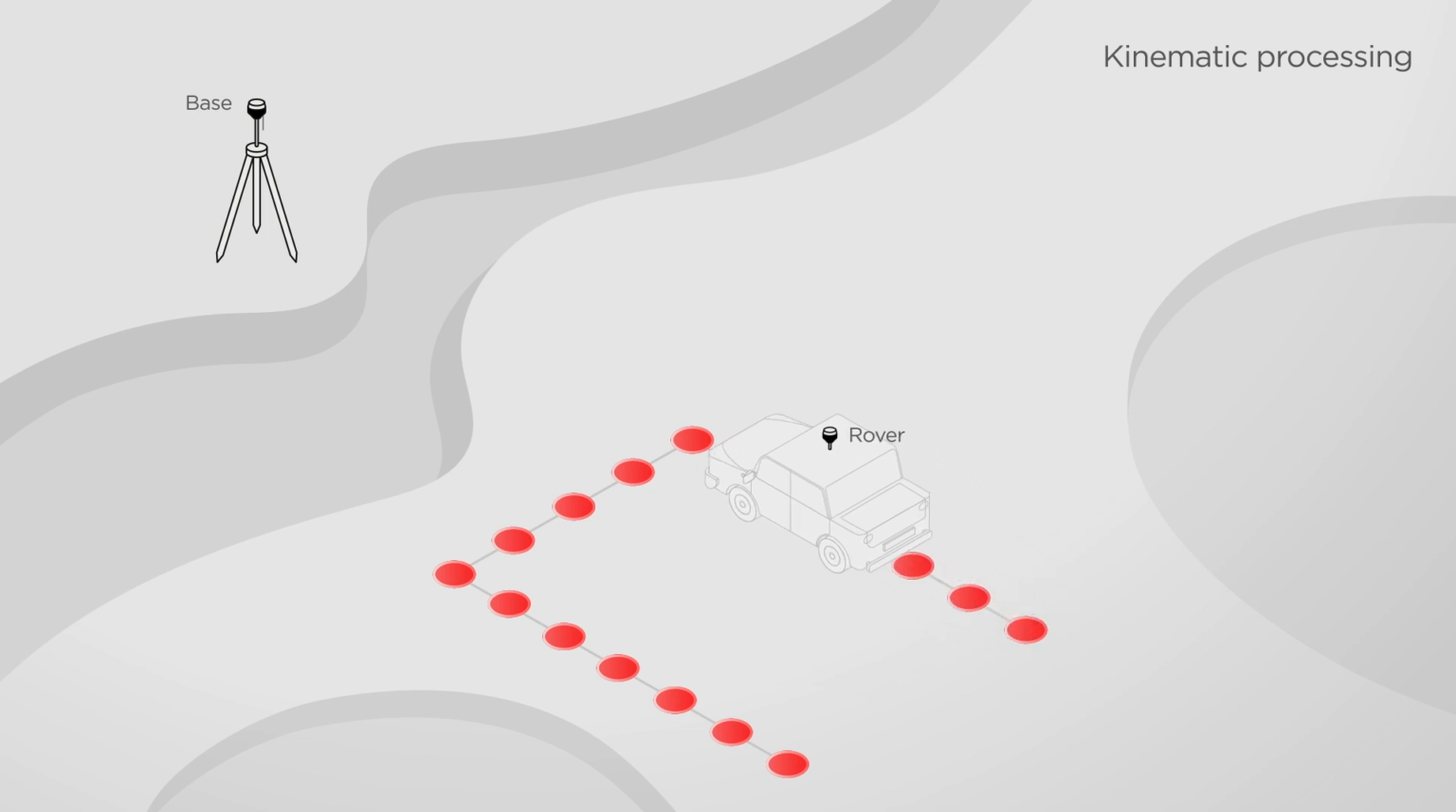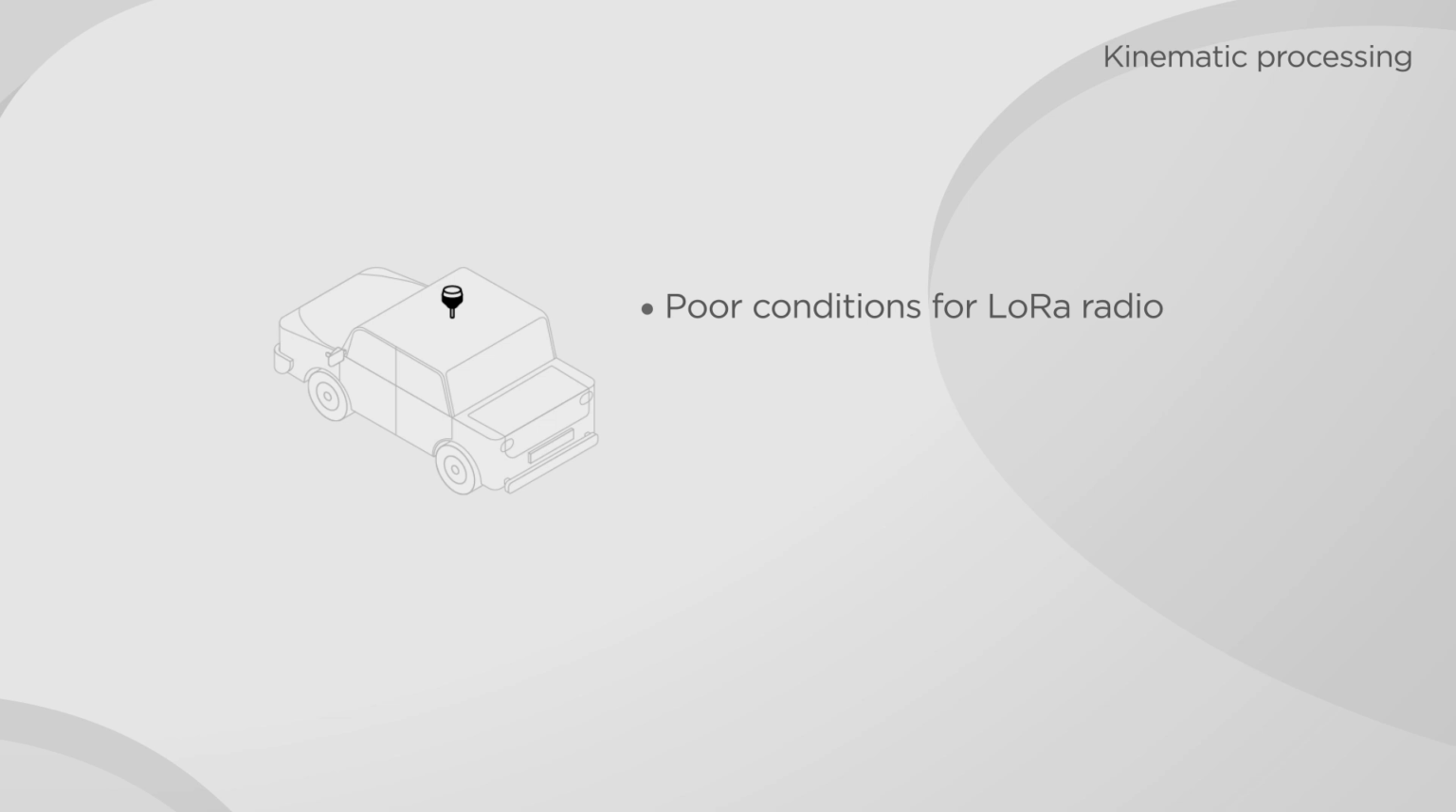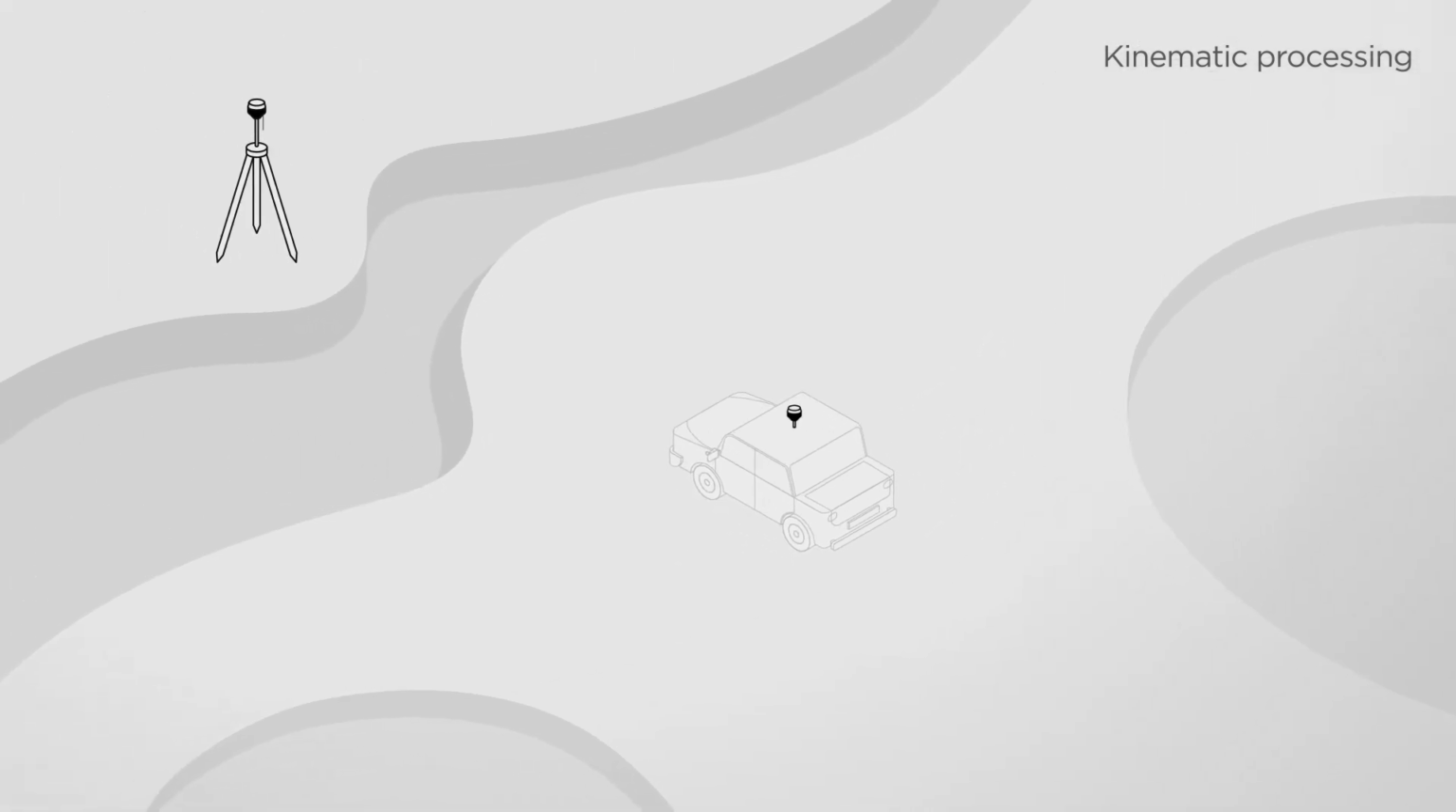This workflow is often used when it's impossible to perform a survey in RTK mode because of poor environmental conditions for the use of LoRa radio, or because it's impossible to use NTRIP service or NTRIP caster due to the non-availability of reliable internet connection. And one last point, the advantage of this technique is that it can be used as a backup for RTK. To get the data for the workflow, you'll need to log raw data on both base and rover.